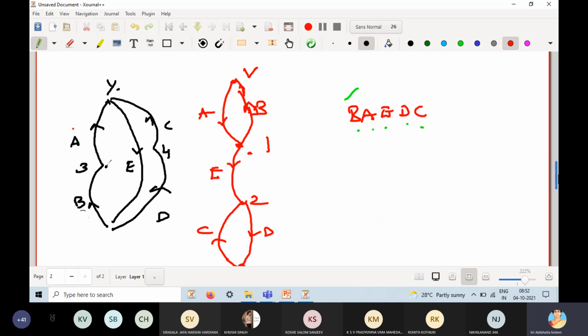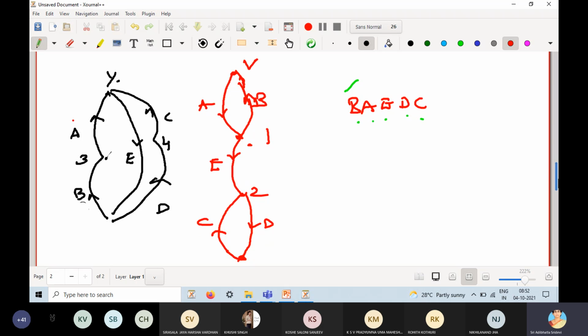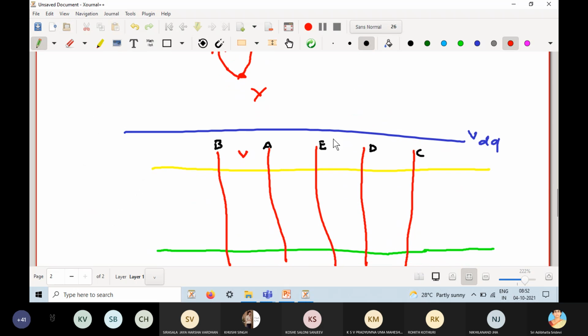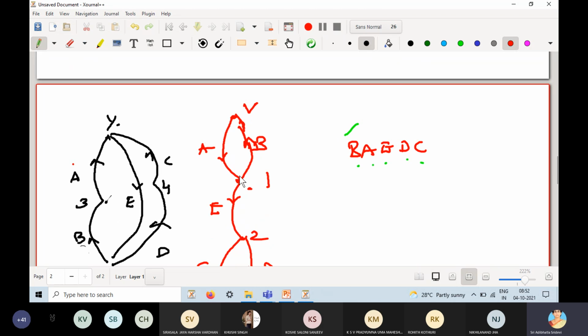So here, what can we have? Node 1 will be at the combination of A, B and E. So where can I place it? I can place 1 at A and E, correct? At the combination of A and E is 1, right?